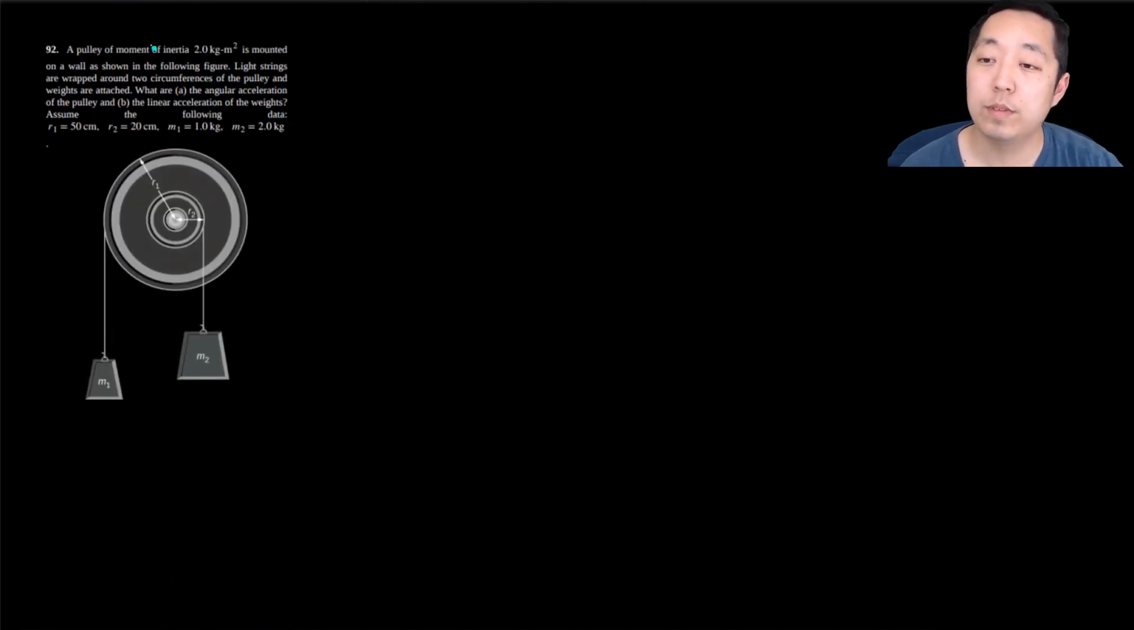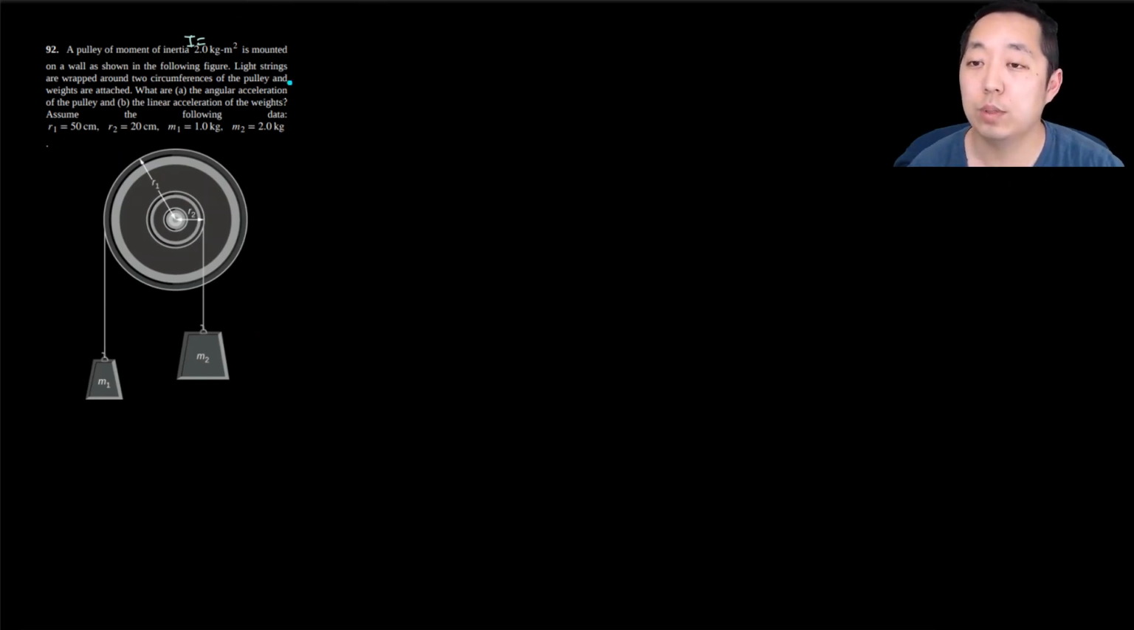A pulley of moment of inertia 2 kilogram meter squared is mounted. So moment of inertia, this is the I. I is equal to this. On the wall shown as the following figure. Light strings are wrapped around 2 circumferences of the pulley and the weights are attached. What are A, the angular acceleration of the pulley, and B, the linear acceleration of the following weights? Assume the following data. R1 is 50 centimeters, R2 is 20 centimeters, M1 is 1 kilogram.